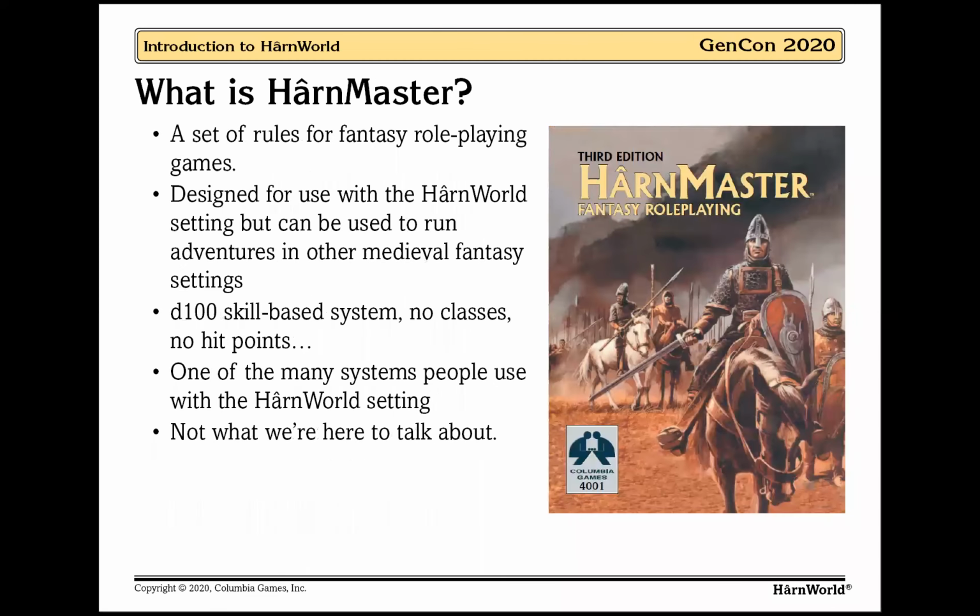So a lot of people, when you talk about Harn, also have heard about Harn Master. So what's HârnWorld? What's Harn Master? What is Harn? If HârnWorld is the setting, Harn Master are the rules designed for fantasy role-playing. And they are a separate product from HârnWorld.